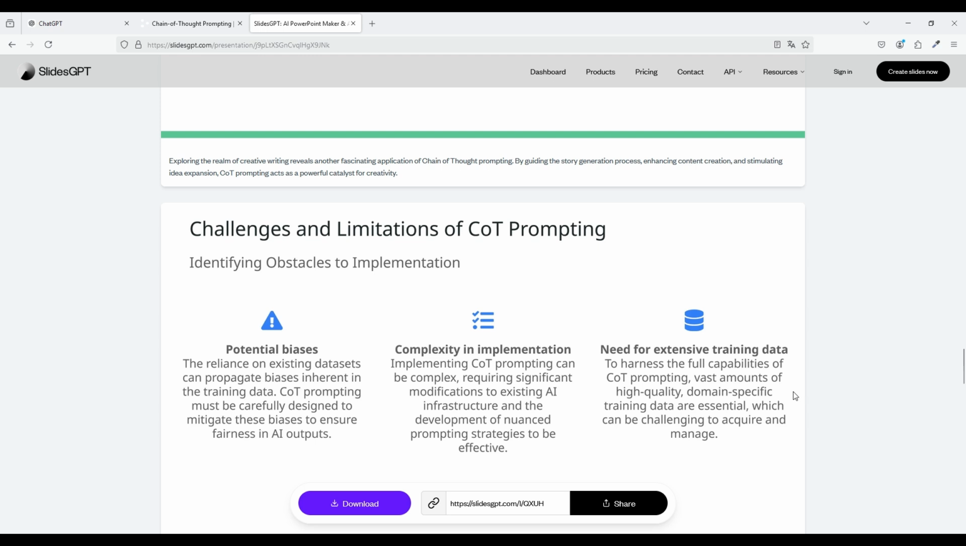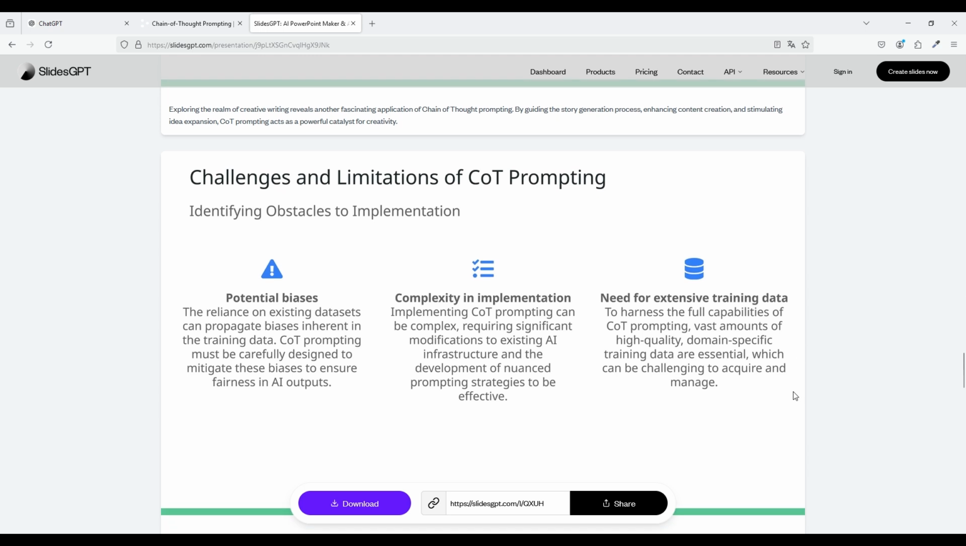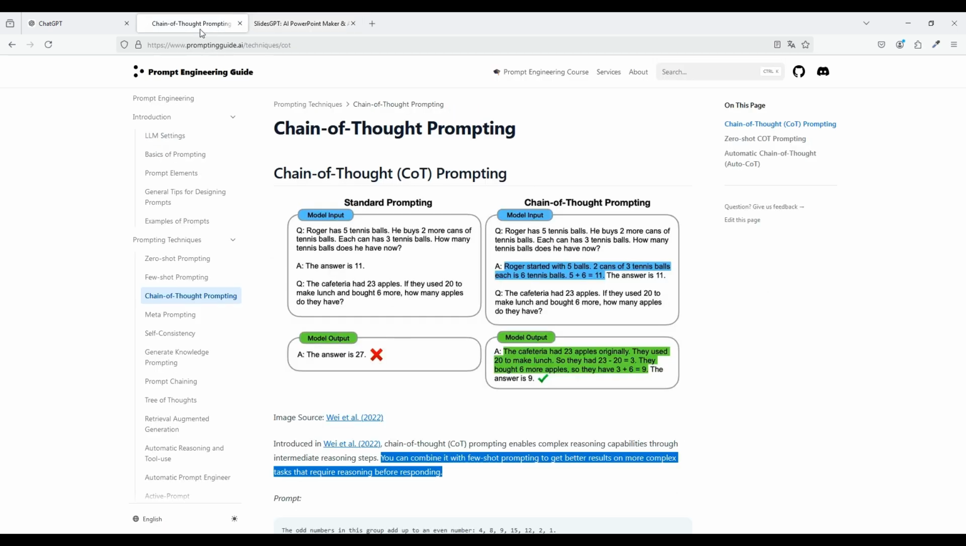The challenge of chain of thought is, of course, complexity in implementation, and you sometimes do need some extensive training data, or you need some examples with prompt engineering. This guides us to the next link.